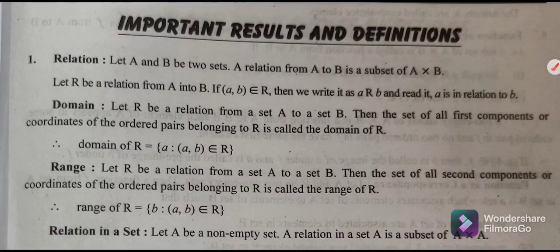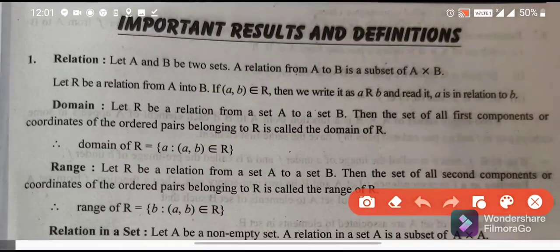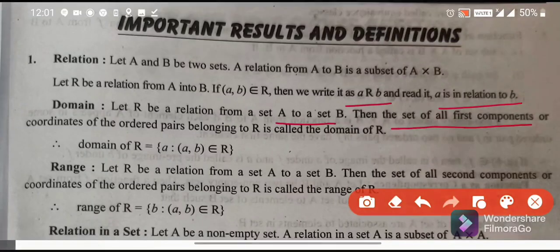Now a relation from A to B is a subset of A cross B. Any subset of A cross B is a relation. Let R be a relation from A into B. If (a, b) belongs to R, then we write a is in relation to b. Next, domain. Let R be a relation from a set A to a set B. Then the set of all first components or coordinates of the ordered pairs belonging to R is called the domain of R.